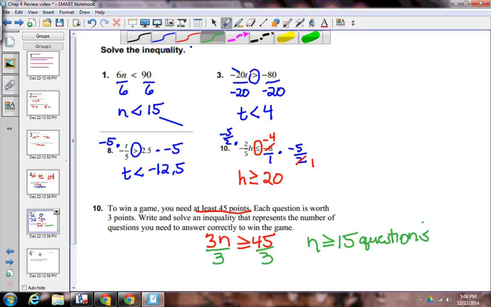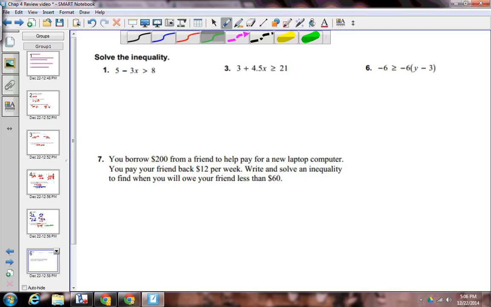Okay, moving on. Our last screen is the two-step problems. So remember that we do these in the opposite order of the order of operations. So for number 1, we have to take care of the addition and subtraction first. So we're going to subtract the 5 that's on the side with the x. So we need to do the same on the right.